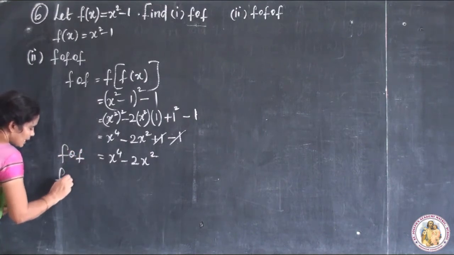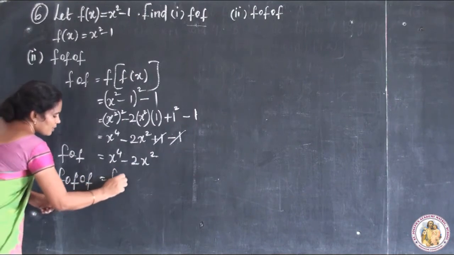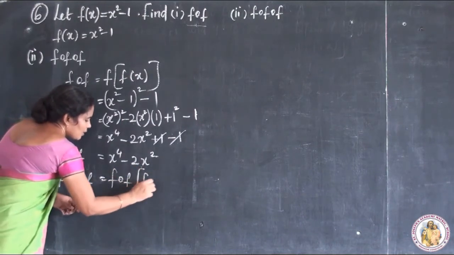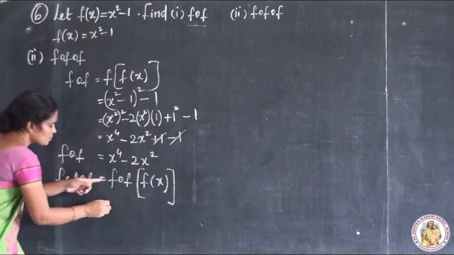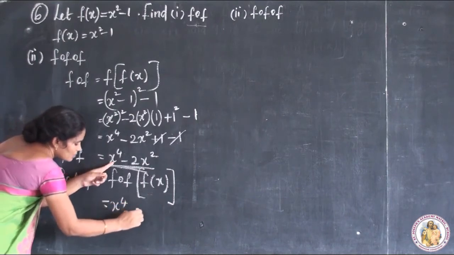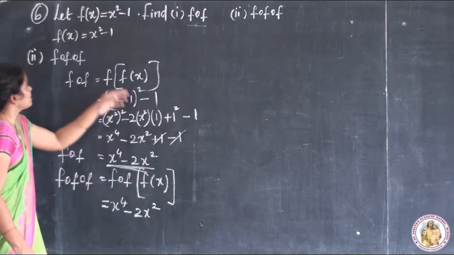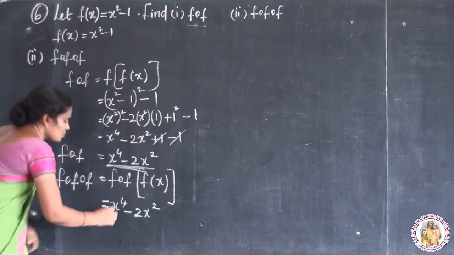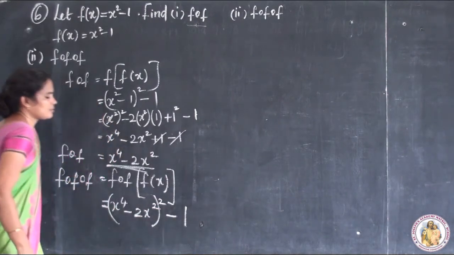But here we are asked to find f of f. Okay. So what we got for f of f is x to the power of 4 minus 2x square. f of x is x square minus 1. So having this as square minus 1.